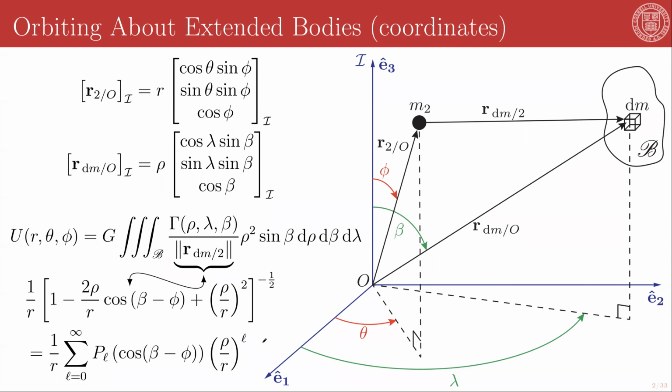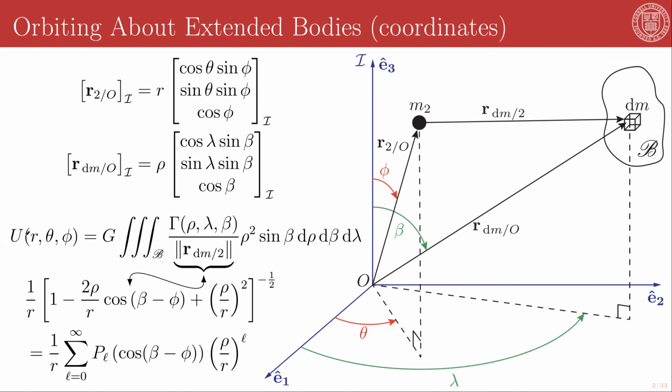And so we will describe the position vectors of each of our two objects, M2 and the body B, with respect to some inertially non-accelerating point O, via two sets of spherical coordinates: r, theta, and phi for the position of our orbiting mass, M2, and coordinates rho, lambda, beta for the position of a differential mass element, dm, within body B. We assume that the density distribution of body B is given by this gamma. So gamma represents the density distribution of this whole body and is going to be a function of those coordinates.